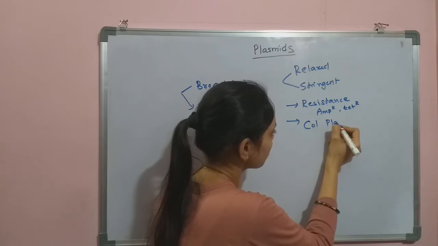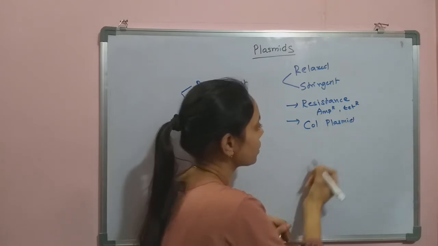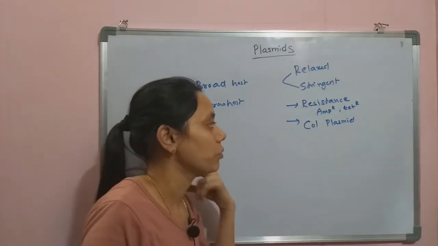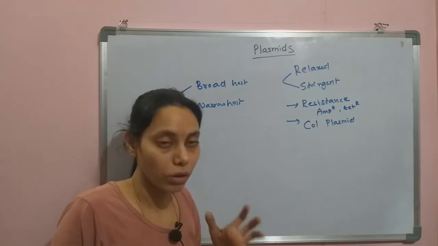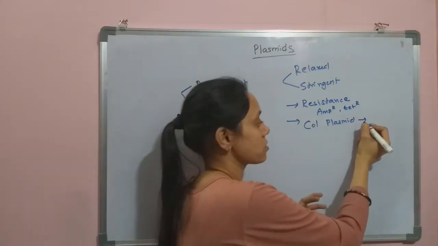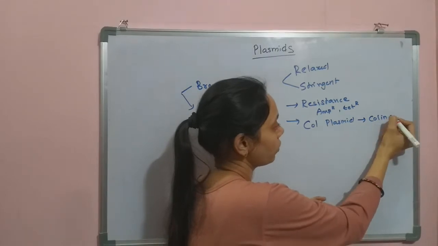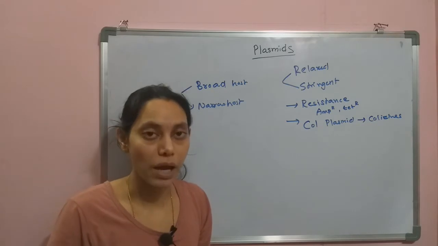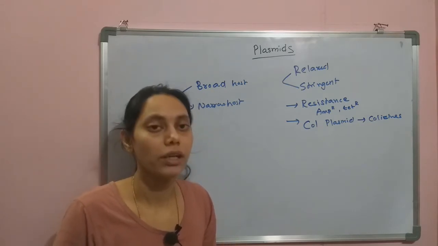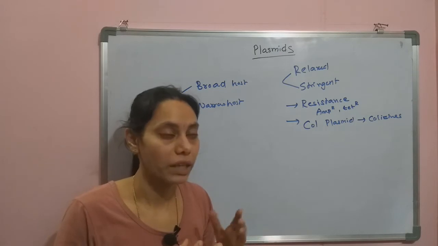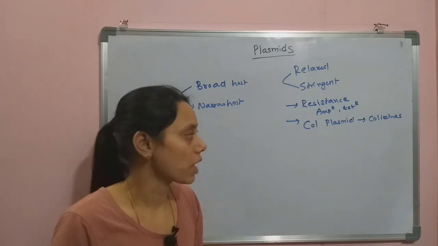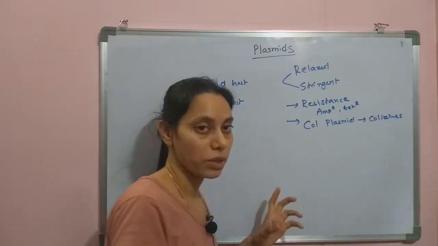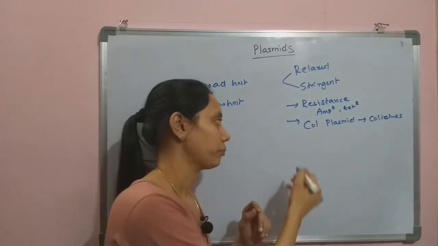Col plasmids. Basically, these Col plasmids are responsible for the production of colicins. These colicins are basically bacteriocins. Colicins are proteins that work against other bacteria, so they will inhibit the other bacteria surrounding them, so they increase the competitive spirit of the bacteria in which they are present. So these colicins are a type of bacteriocin which can kill bacteria.